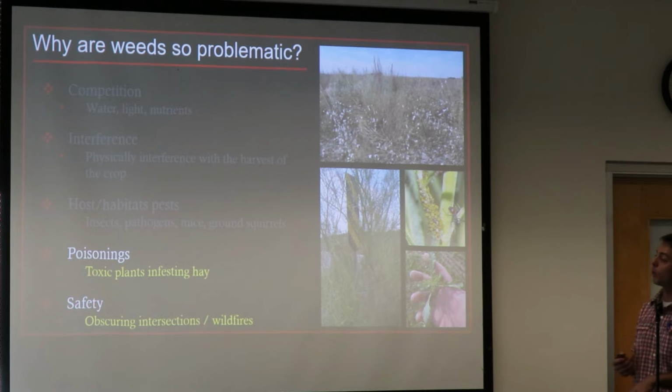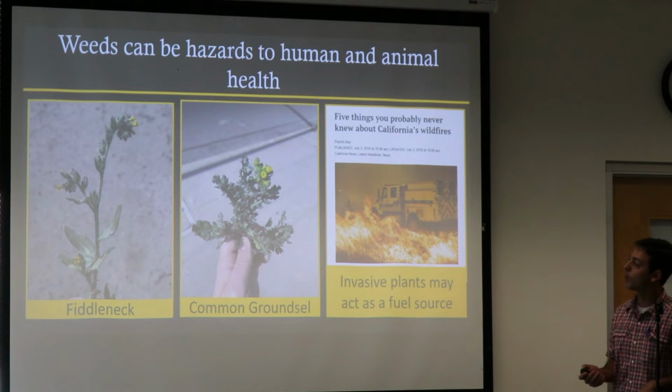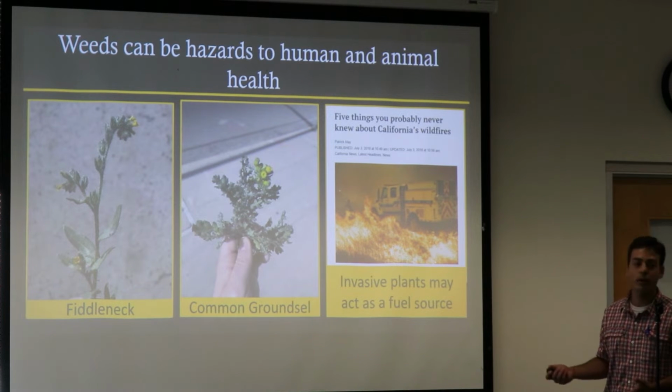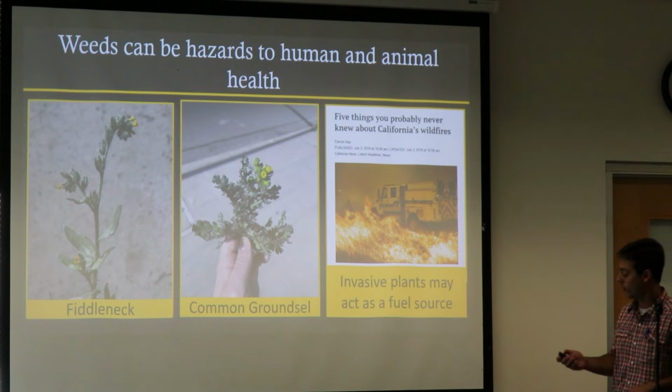And weeds can be hazards for both human and animal health. There are some weeds that you definitely don't want to have around, especially if you're growing alfalfa for hay, or if you have a horse pasture. For example, fiddleneck is poisonous for a horse, and another example would be common groundsel that you definitely don't want to have in your hay field if you are trying to grow alfalfa for hay. And like I mentioned, weeds can also work as fuel for wildfires, and be another hazard in that way.